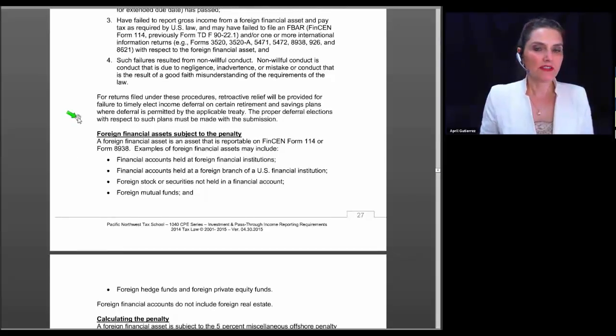For returns filed under these procedures, retroactive relief will be provided for failure to timely elect income deferral on certain retirement and savings plans where deferral is allowed by the applicable treaty.